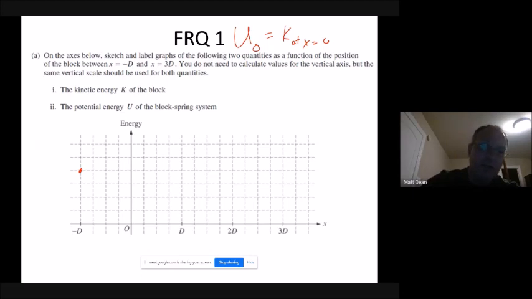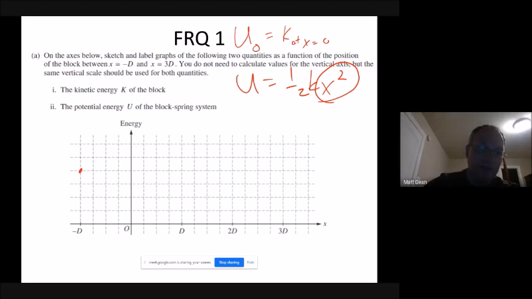Now, some of you would come in and just put in a straight line like so, showing me that the potential energy is going down between negative d and 0. That's right. But what's not right about that is it's not a linear relationship. Remember that the potential energy is 1/2 kx squared. So the bigger the x, the bigger the energy. It's not a linear relationship. It's more of a quadratic kind of relationship.